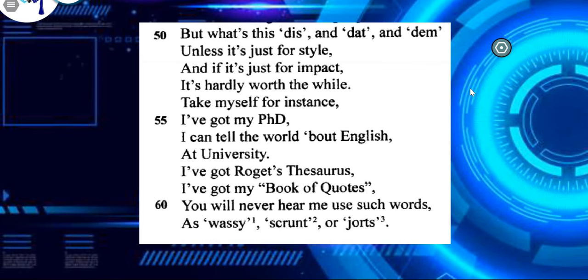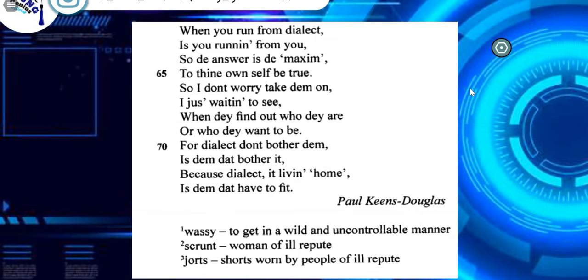Take myself for instance. I've got my PhD. I can tell the world about English at university. Anyways, I've got Roget's Thesaurus. I've got my book of quotes. You will never hear me use such words as wassy, scrunt, or jorts. When you run from dialect, is you running from you. So the answer is the maxim, to thine own self be true. So I don't worry, take them on. I just waiting to see. When they find out who they are or who they want to be, for dialect don't bother them. Is them that bother it. Because dialect it living home, is them that have to fit.